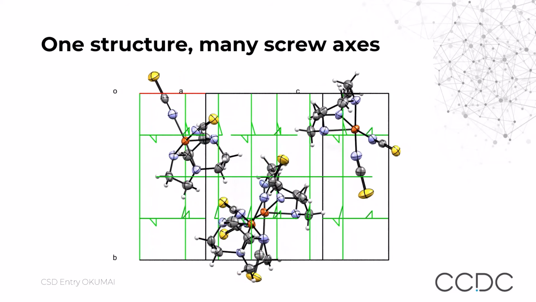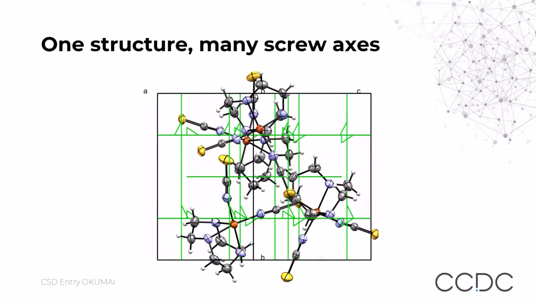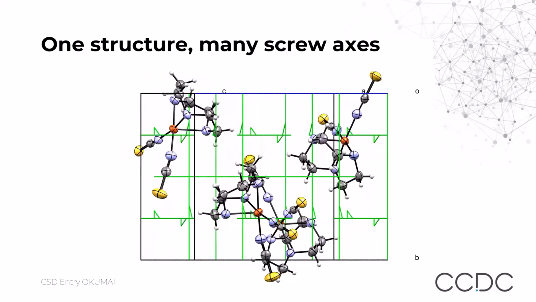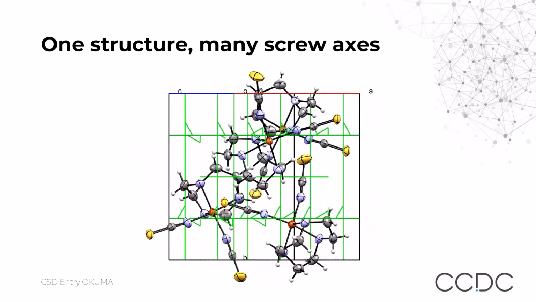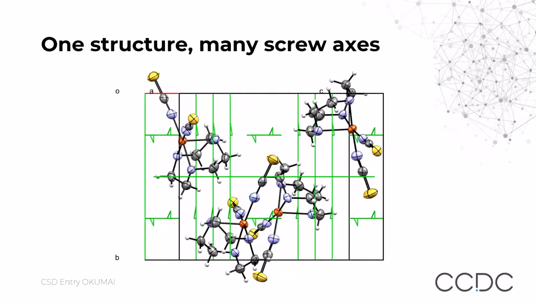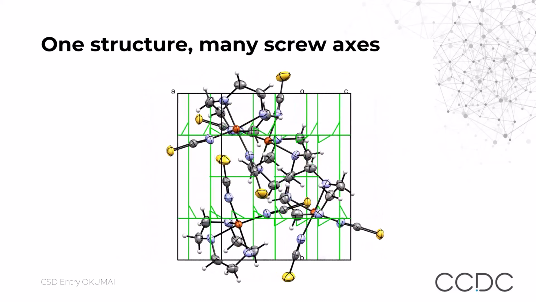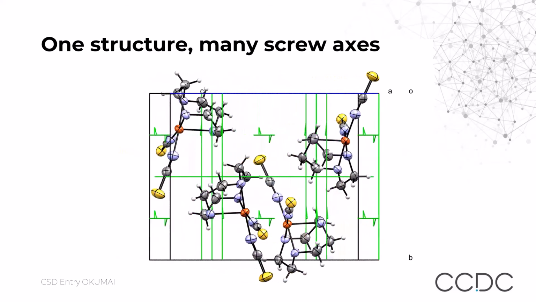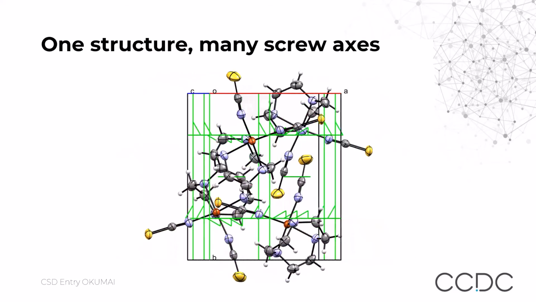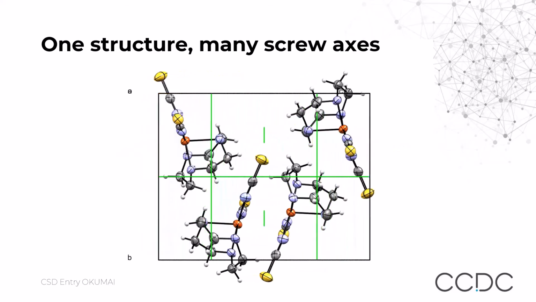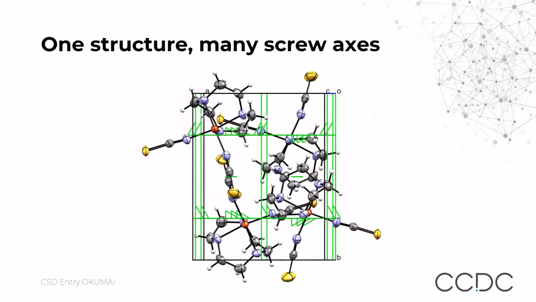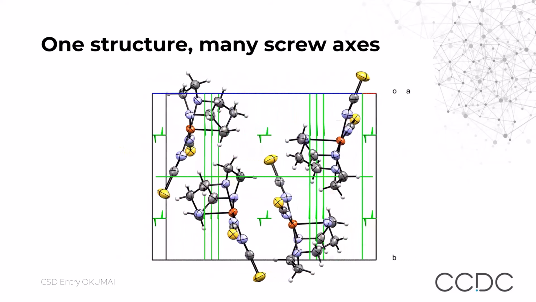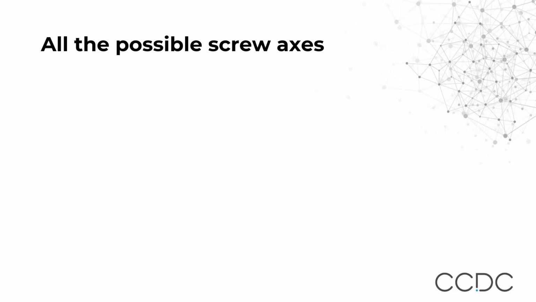A structure is not limited to having one screw axis. Some contain many. This structure in the P212121 space group has two 1 screw axes parallel to the A, B, and C axes. See if you can visualize where they are. Screw axes can appear alongside a range of other symmetry elements as well, such as glide planes, mirror planes, and rotation axes. We are now coming to the end of this video.